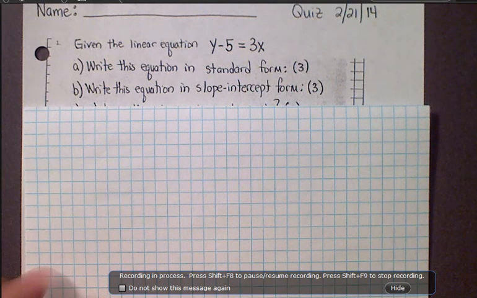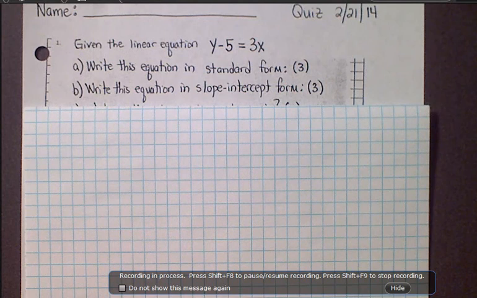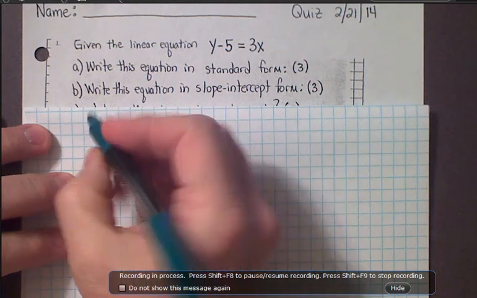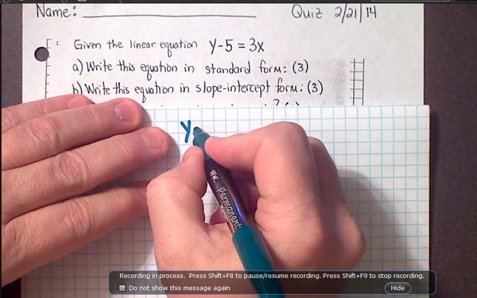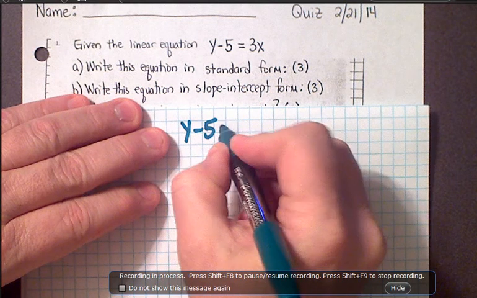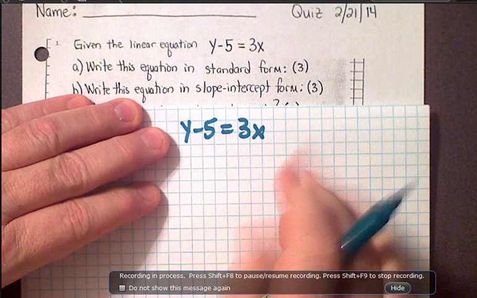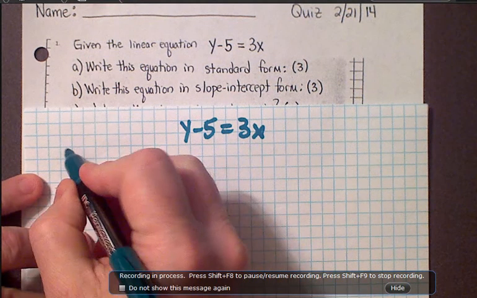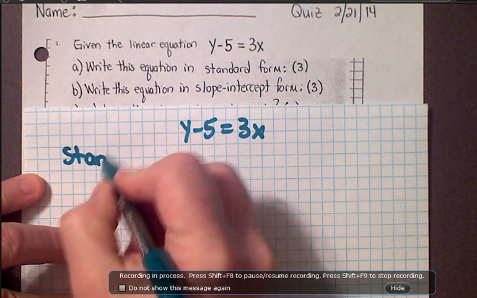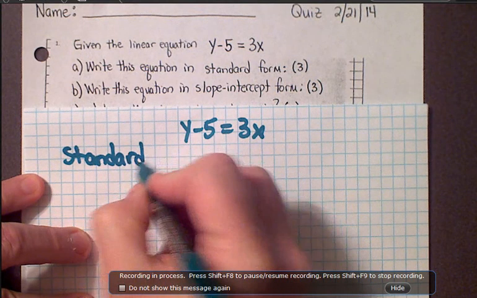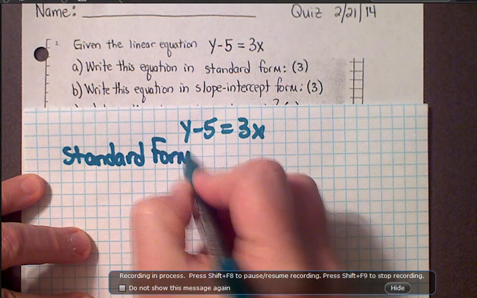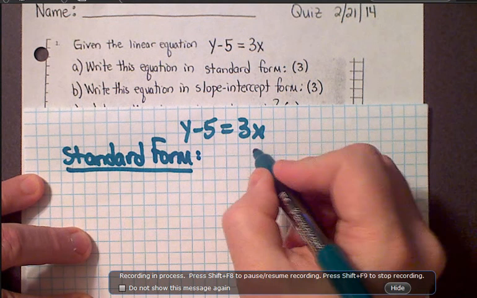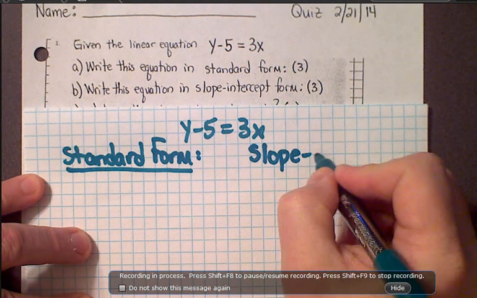Okay, on Friday we had a quiz, and this was a quiz that went over the do now assignment the day before. What we had to do was take the given linear equation, y minus 5 is equal to 3x, and write it in both standard form and slope-intercept form. So let's quickly review once again what these two forms mean, and then we'll answer the question.